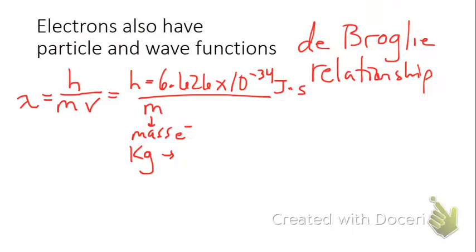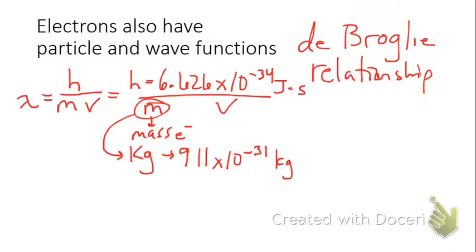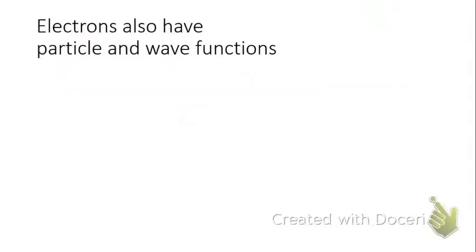I will give you the mass of an electron in kilograms. It's 9.11 times 10 to the negative 31st kilograms. This mass has to be in kilograms, no matter what we do. And then times velocity. Velocity has to be in meters per second, because the seconds and the meters will cancel out, and then you'll be left with meters because we're calculating a wavelength. So, how in the world can we do this? Let's look at a problem.